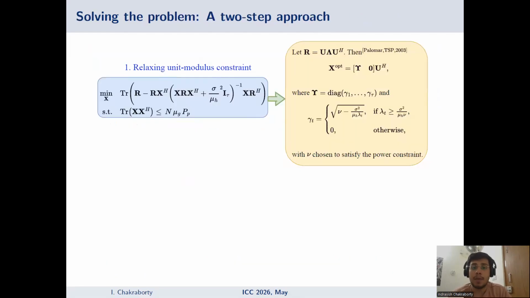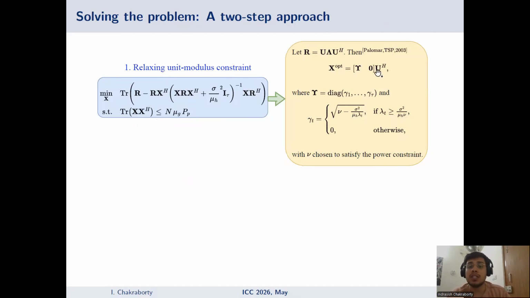We propose a two-step approach. In the first step, we relax the unit modulus constraint related to the RIS phase shifts. And this relaxed problem has a closed form solution. And this closed form solution comes all the way from a decade-back paper in Transactions on Signal Processing.